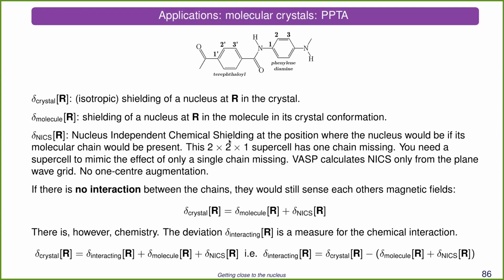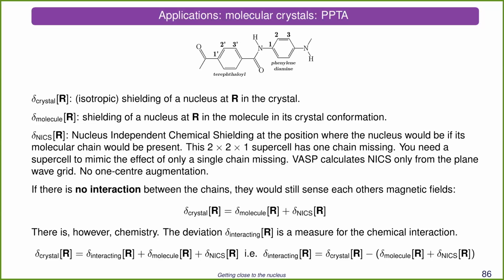What do you do here? You take the crystal. The crystal consists of molecular chains. If the molecular chains do not have any interaction at all with each other, then you can calculate the shieldings in one chain. Then you can quasi remove that chain from your material. Then you get a void.